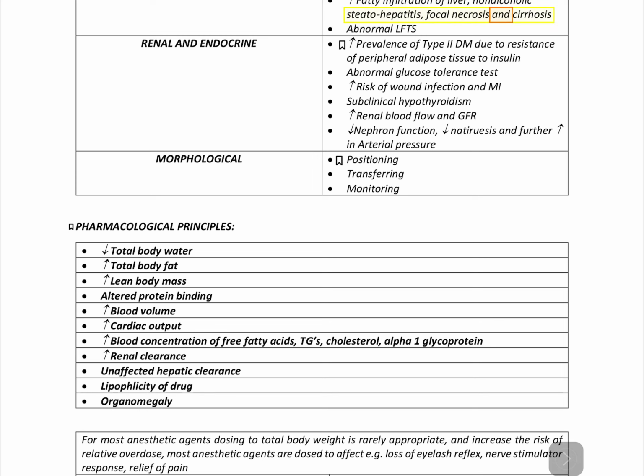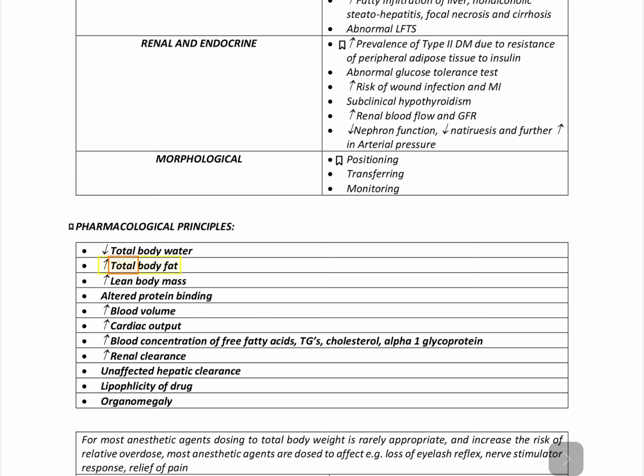Focal necrosis and cirrhosis, abnormal LFTs. Renal and endocrine: prevalence of type 2 DM due to resistance of peripheral adipose tissue to insulin, abnormal glucose tolerance test, risk of wound infection and MI, subclinical hypothyroidism. Renal blood flow and GFR, nephron function, natriuresis and a rise in arterial pressure. Morphological positioning, transferring, monitoring. Pharmacological principles.